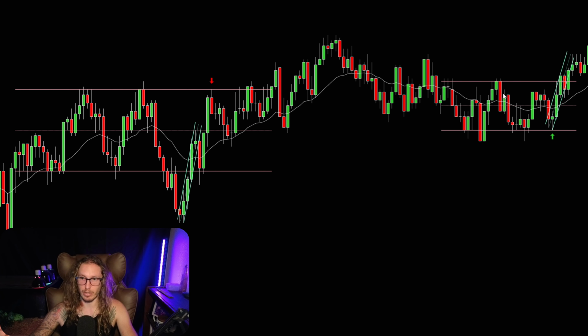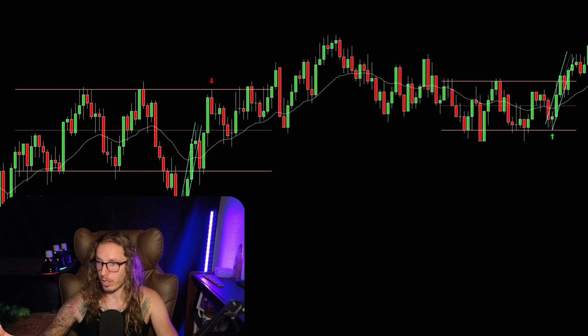But in ranges, a lot of times it's going to keep coming back and bouncing back and forth with consistency, and you get a ton of great opportunities to take those trades. So chart it on the asset that you trade and see what you think.